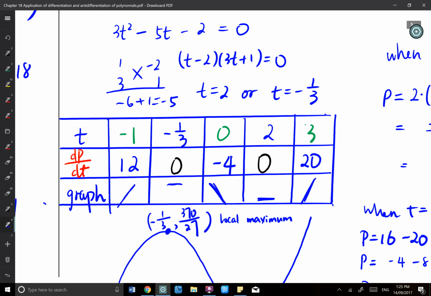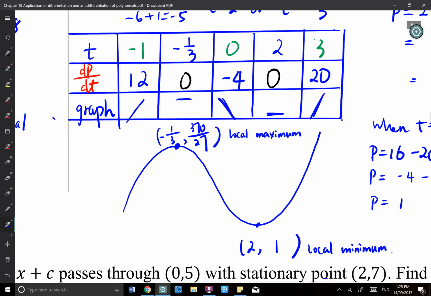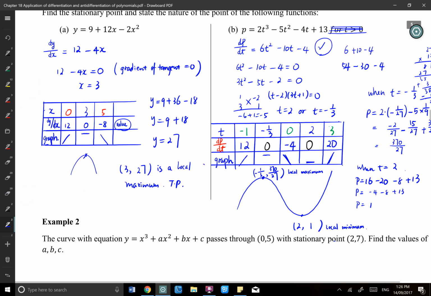For example, for negative a third, I'll choose a value smaller than that, which is negative 1. I'll choose a value in between negative a third and 2, and I choose 0. And then a value greater than 2, I choose 3. I sub those into the derivative function and find 12, negative 4, and 20. Therefore, I know the shape of the graph, that the graph looks like that. That's how we find the turning points of a polynomial. Because the turning point no longer exists in the middle of two x-intercepts, we use derivative equals 0 to find the turning point. That's basically what we learned last lesson.